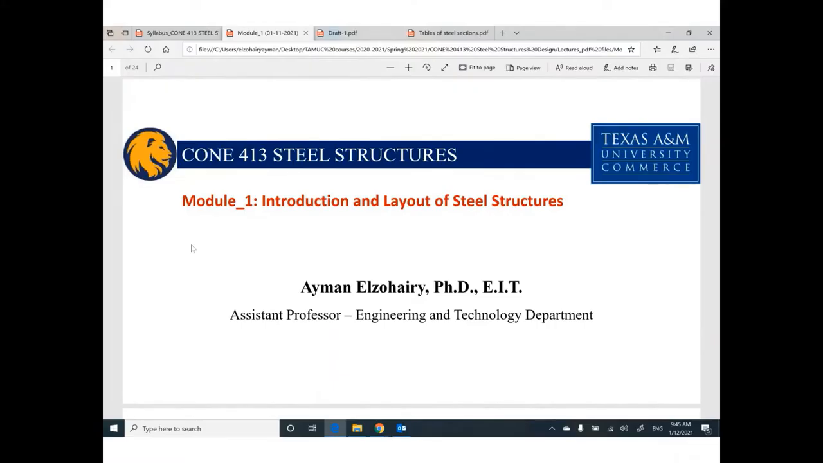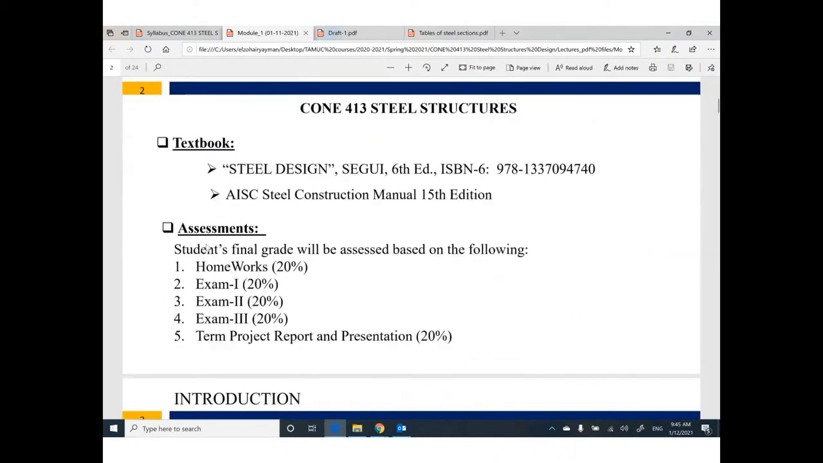For our course, and on Tuesday we will learn the layout of steel structure. Layout of steel structure is very important. As I covered in the syllabus, we have five categories: homeworks, exam one, exam two, exam three, and the term project.